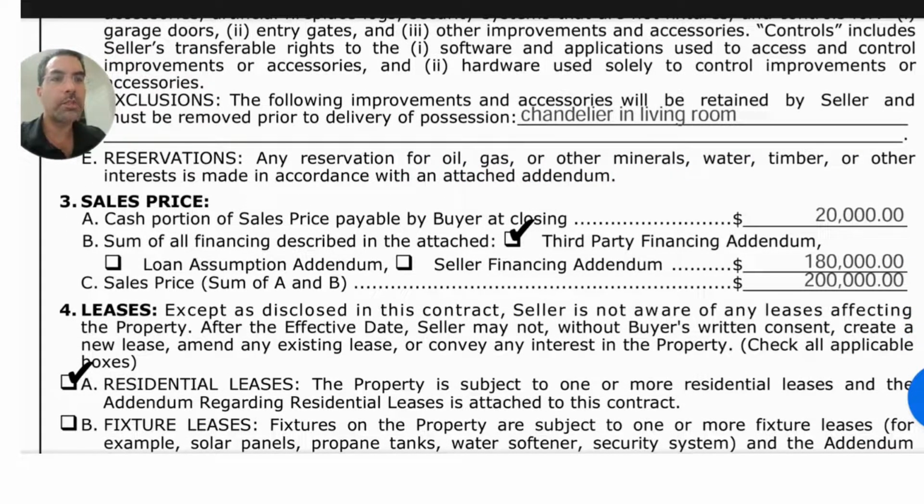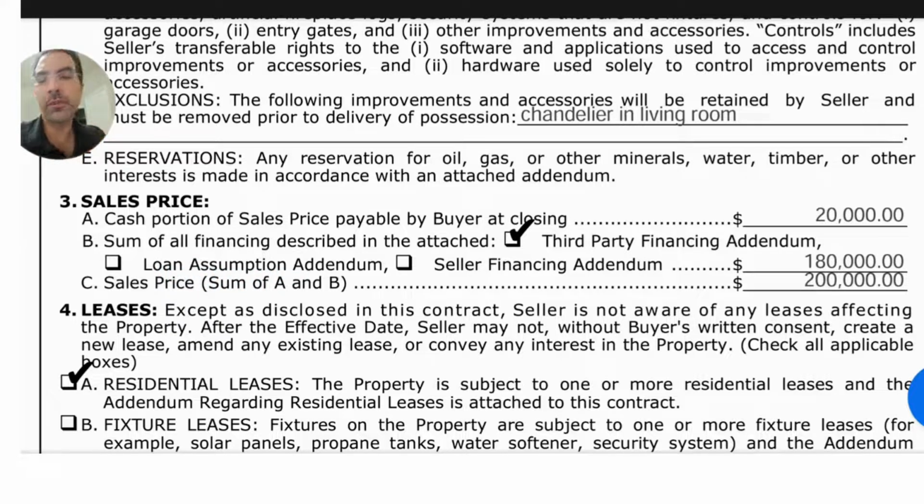The sales price: the first line is the cash portion of the sale. So this person is buying it for $200,000 with 10% down. That would be $20,000 cash. $180,000 would be financed. So you would check off the third party financing addendum that would be included at the end of the contract.